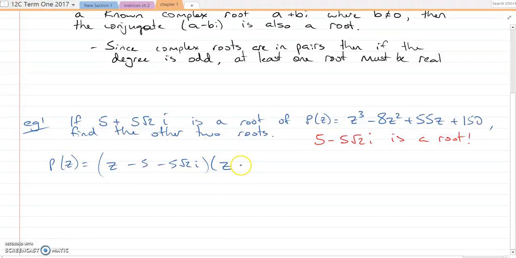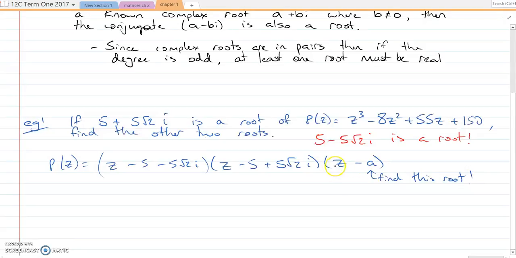But anyway, if we write this in factors, it's going to be that times whatever the last factor is, some number a. We have to find this root.